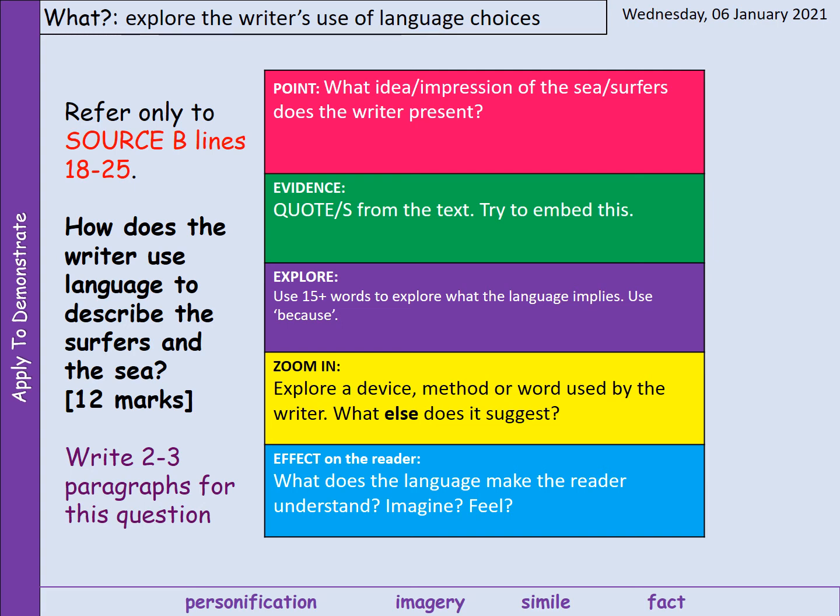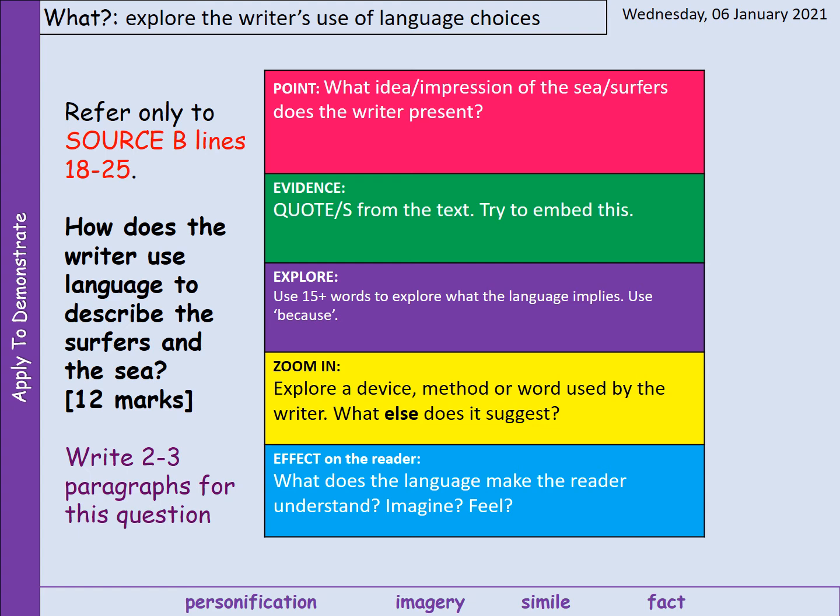So for your points, you're going to talk about what idea or impression of the sea or the surfers does the writer present, make your clear point here, and then you're going to find evidence to back it up. If you try and embed the evidence, that would be even better, because then you can link your evidence and explore together. So for example, the writer uses the word to imply and then you're embedding evidence and explore together.